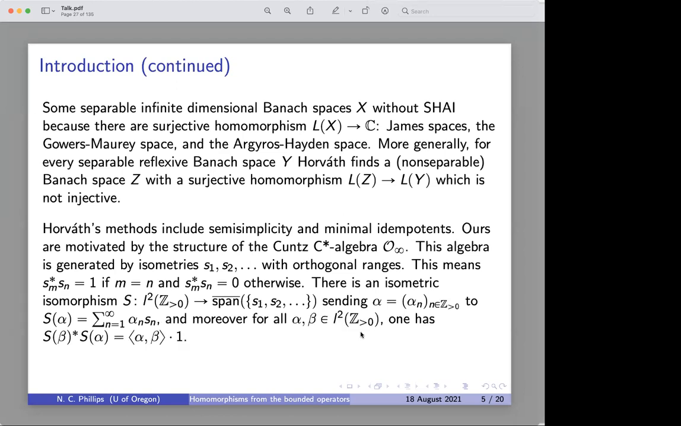And then there's a corresponding map from little L2 to the linear span of the corresponding co-isometries, the Sj star, and one has S of beta star times S of alpha is the usual scalar product on the Hilbert space little L2 times the identity. So that's really some kind of generalization of the statement above. This part here is saying that when alpha and beta are both standard basis vectors for little L2.